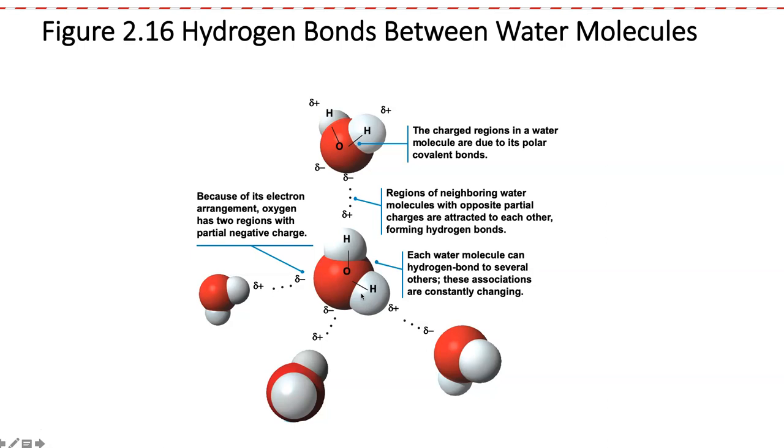This is such an important concept to get. Hydrogen bonds are between different molecules. So the negative region of this molecule is attracted to the positive region of this molecule. And that's true all over this water molecule. We have those attractions, those hydrogen bonds, happening in each of those water molecules.